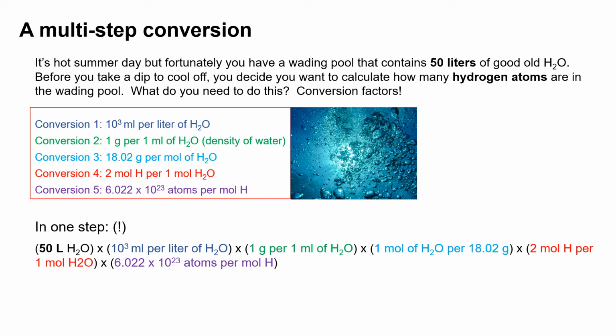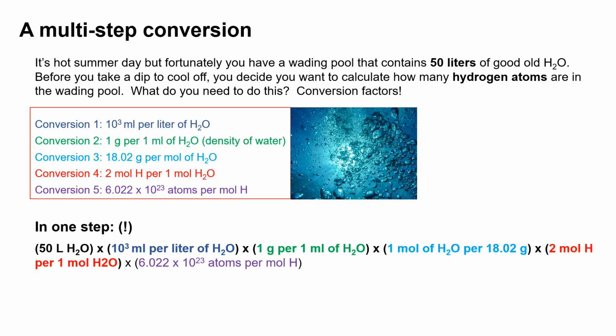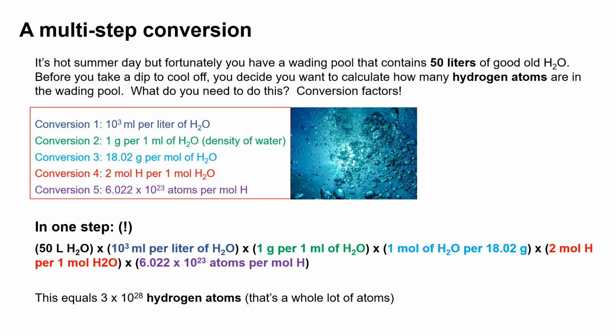Finally, we need atoms. So we're going to take our conversion number 5, which is Avogadro's number, telling us how many atoms there are per mole of hydrogen. We're going to multiply by that, and that's going to be our last step. Now notice we can do this all in one step, as long as we make sure that everything is set up correctly and our units cancel appropriately. And we'll get an answer.